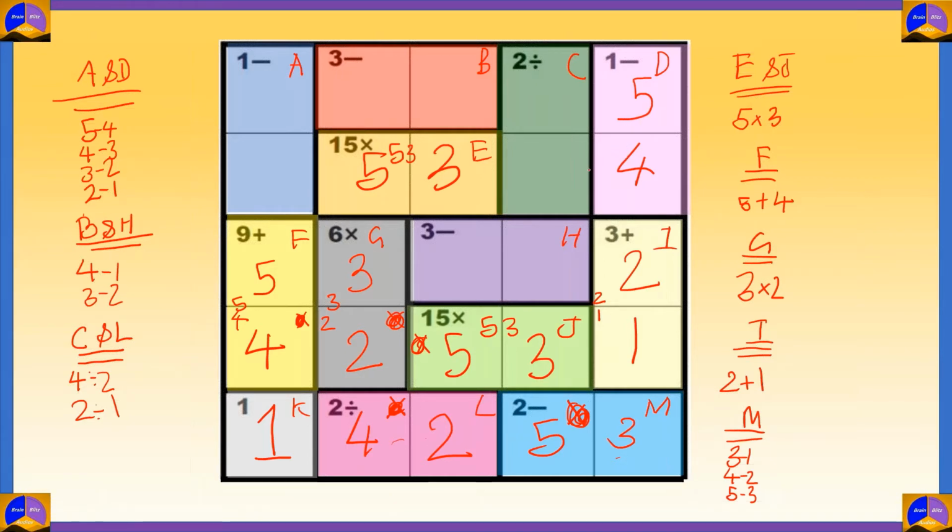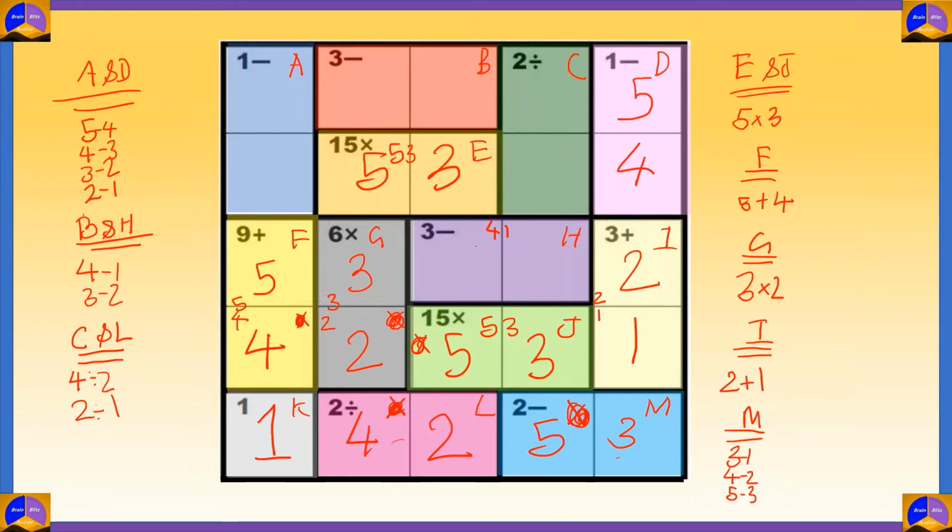Now let's look at cage H. For cage H the only option is 4 minus 1, because if we use 3 minus 2 it would be a repeat of 3 and 2 in the same row. So here it will be 4 minus 1. We don't know the places, so we write it in the middle.